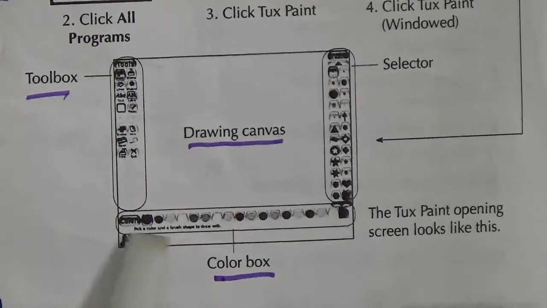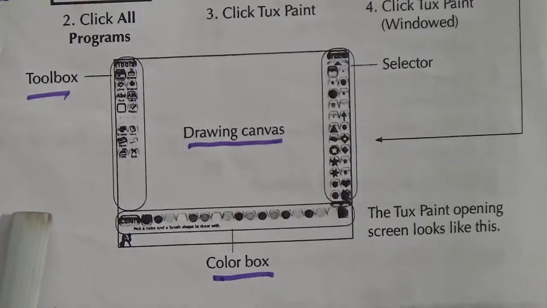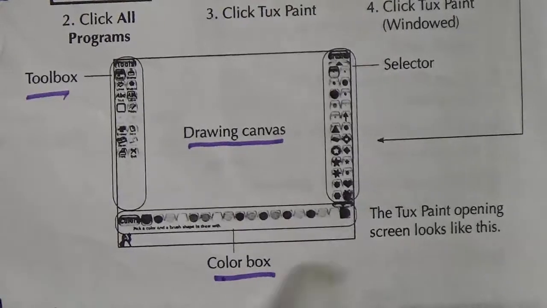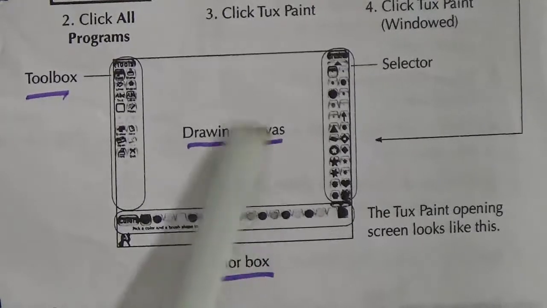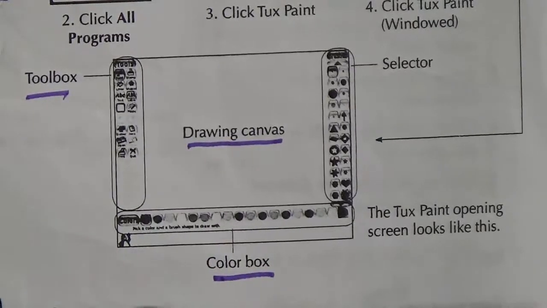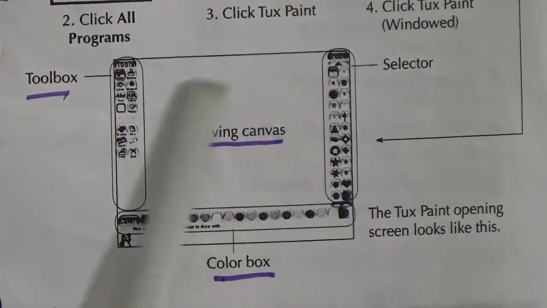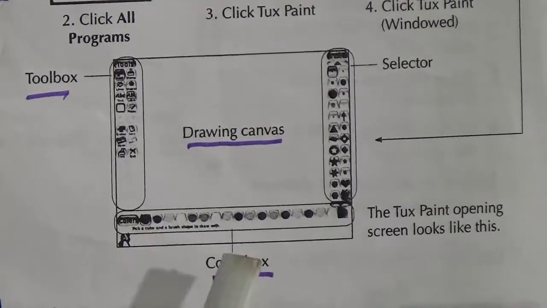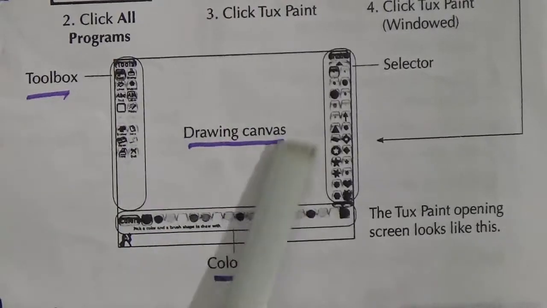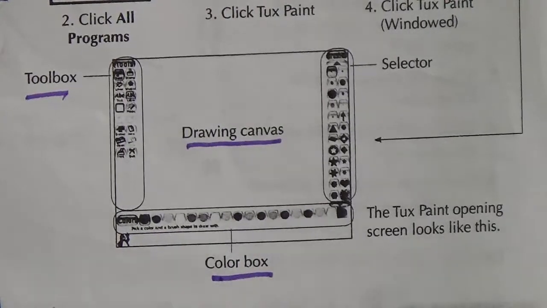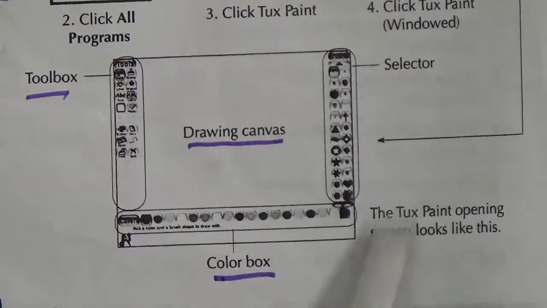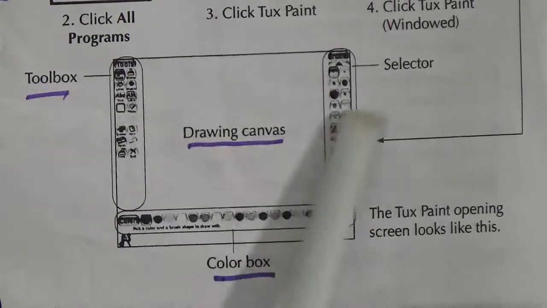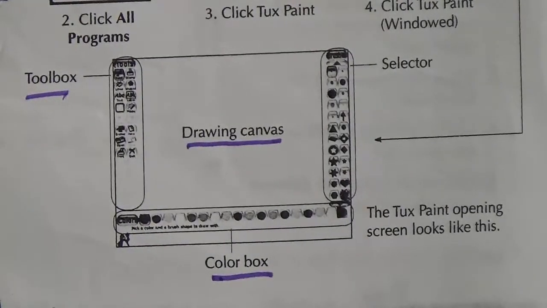And this Tux Paint program is an application software for drawing and coloring. We can draw and color. Where can we draw? We can draw in the drawing canvas. And we can color with the help of the color box. So this is software for drawing and coloring. This is very important. From this chapter, this Tux Paint program is very important. We can move to the next part.